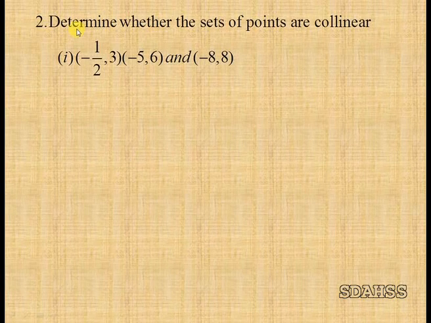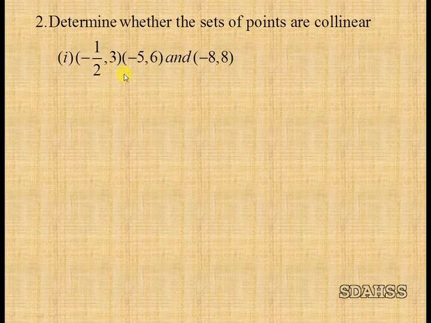Second sum. Determine whether the set of points are collinear. Collinear means 3 or more points lie in a same plane. Here 3 points are given: minus 1 by 2, 3; minus 5 comma 6; and minus 8 comma 8. You have to check whether the given points are collinear or not.